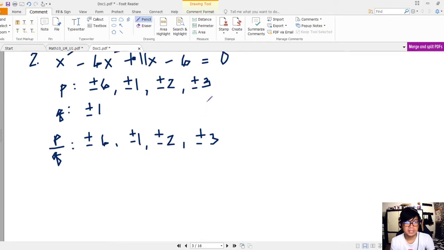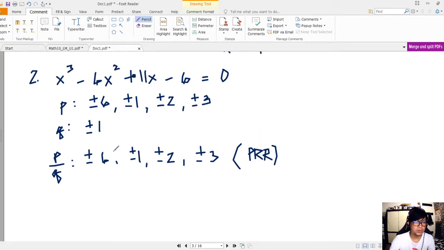Okay, from this, ito yung ating PRR, diba? So, possible rational roots. So, dito tayo pipili ng ating tatlong real roots. So, there are 8 possible rational roots. So, out of that 8, tatlo dyan ang real roots.